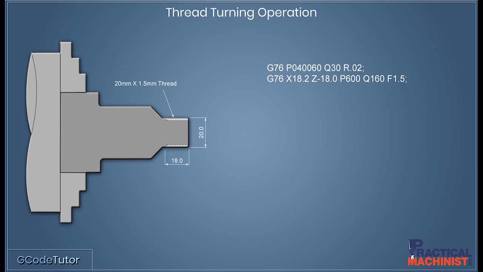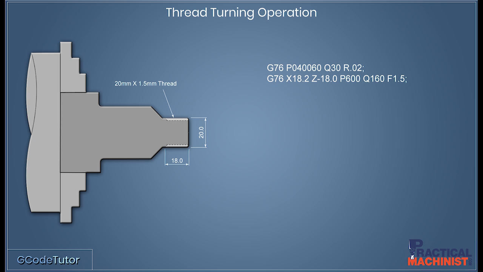Now we're going to cut a 20mm by 1.5 thread. So this time we're going to use metric. Most machinists work in both imperial and metric due to the fact that American companies and European companies often share the same space when we're making parts for our products. So bear in mind we are working in metric on this particular operation.